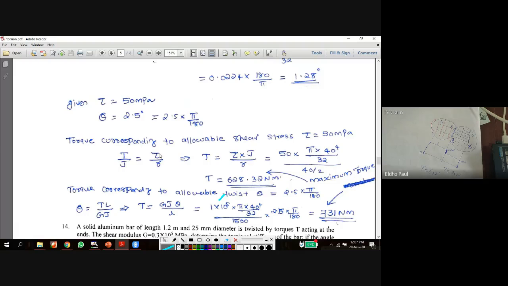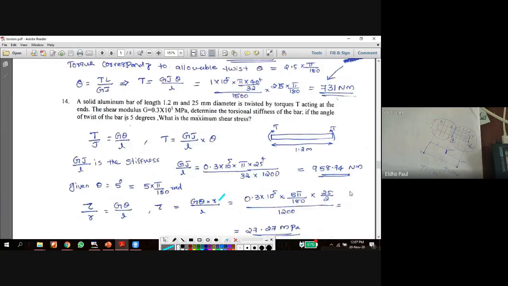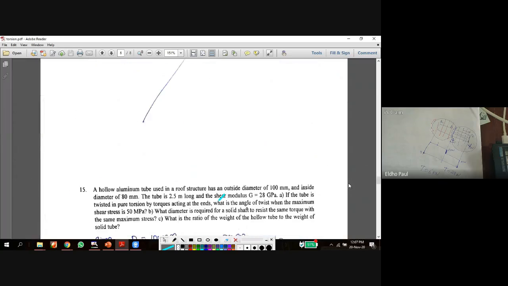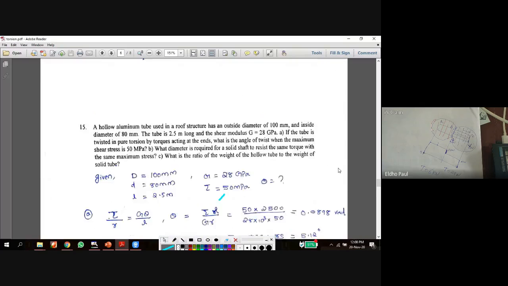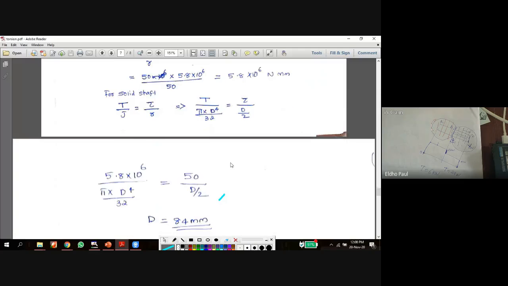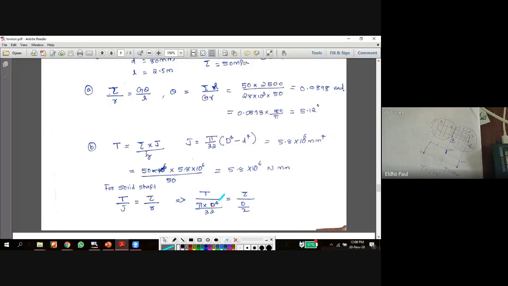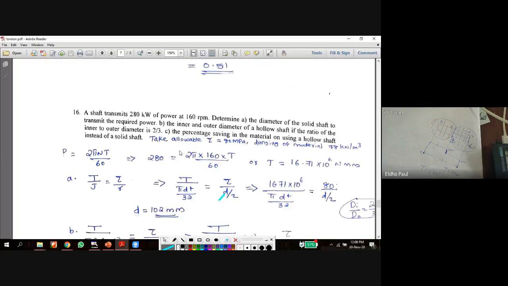Okay, this is the problem which is similar to the problem which we did. The torque is calculated, then the angular twist is also calculated, and the difference between solid shaft and hollow shaft, another problem.